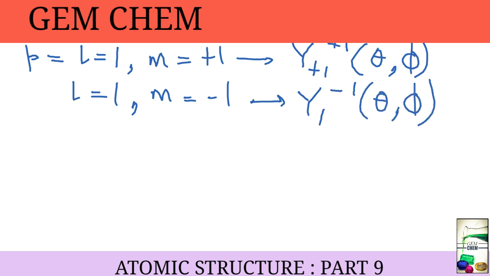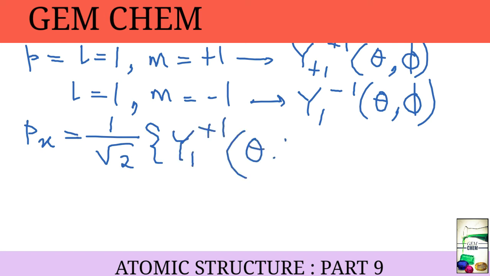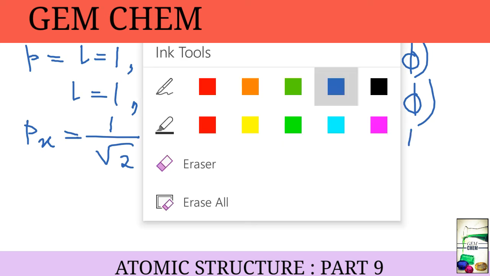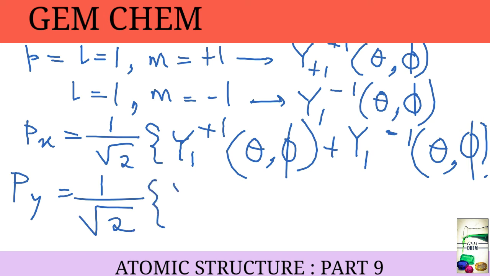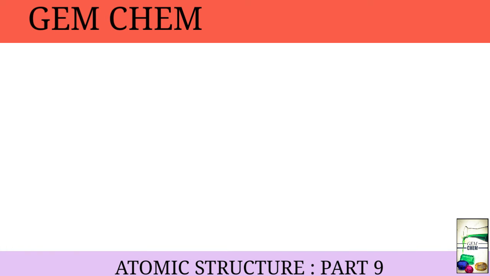Thus, on combining these two linearly, px is actually the function of 1 by root 2 into Y 1 plus 1 theta comma phi plus Y 1 minus 1 theta comma phi, because we are combining these two. And for the other one, py, it is equal to 1 by root 2 with the minus function. The first one is combined by adding and the second one is combined by subtracting. So px and py are linear combinations of these two spherical harmonics, and these are complex, so we will not go into the shapes, but we will see for d orbitals. We will just see the functions and we will see the shapes, right?